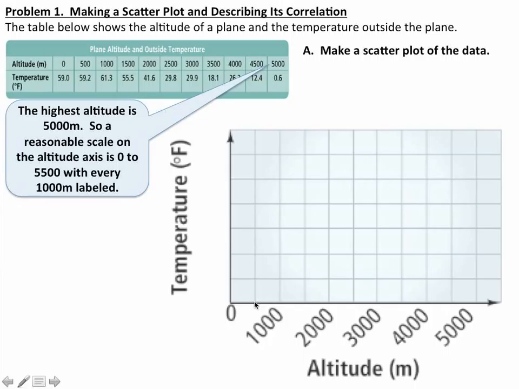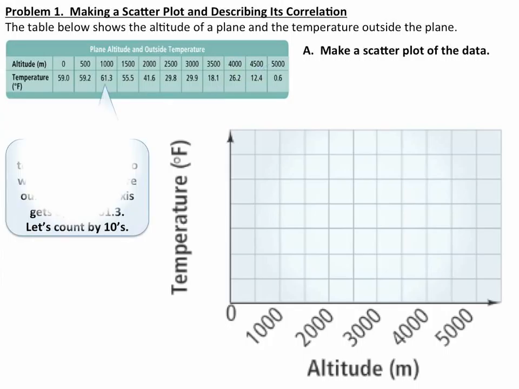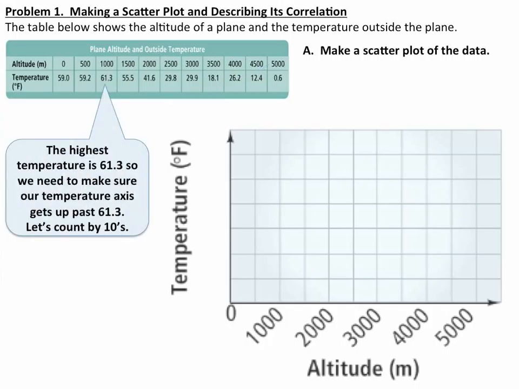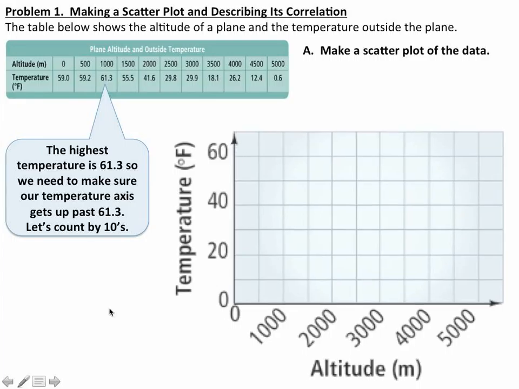On the other axis, well, what do I see? The biggest number I've got to get to is 61.3. Going up here, I have 1, 2, 3, 4, 5, 6, 7 lines. If I've got to get to 61, let's just count by tens, and it'll look like that. You can put every number in there. You can put 10, 20, 30, 40, whatever. I just try to save some space. All right, cool. So now we've got them all labeled up.